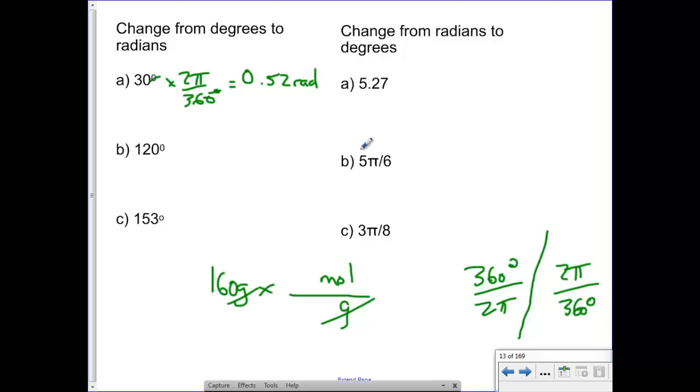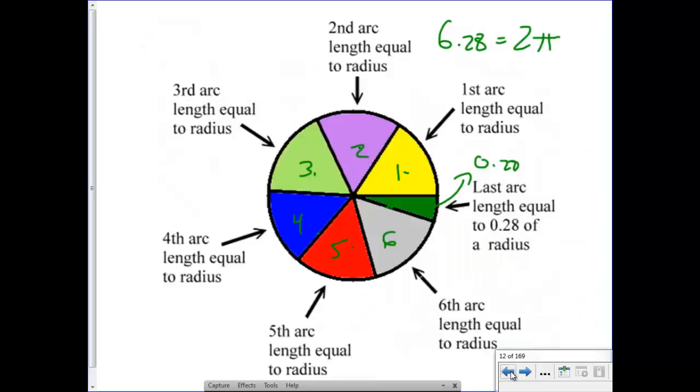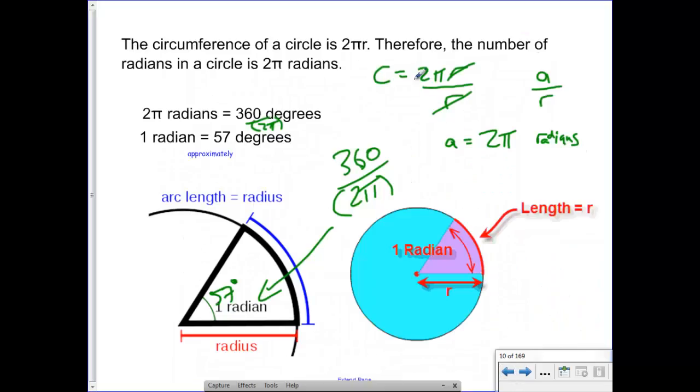How do we know to multiply by 2 pi over 360? Because in 360 degrees, there are 2 pi, or about 6.28, worth of radians. The proof for that was because circumference is equal to 2 pi r, and then because you have to take that and divide by a radius, there are 2 pi worth of radians in 360. So that's our ratio we work with.